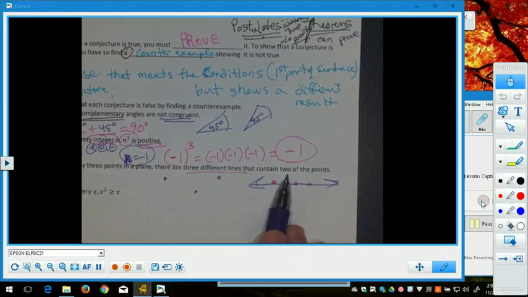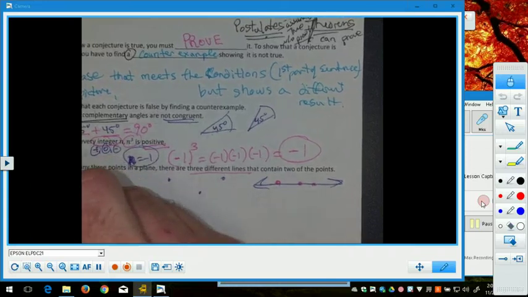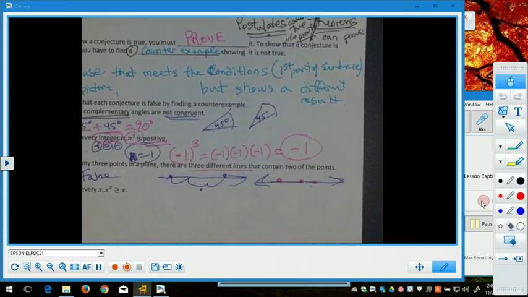So it says 3 different lines that contain 2 of the points. I only have one line. You can draw as many lines over that as you want. It's going to be the same line. So this is false, and there's my counterexample. Not those 3 points, but those 3.